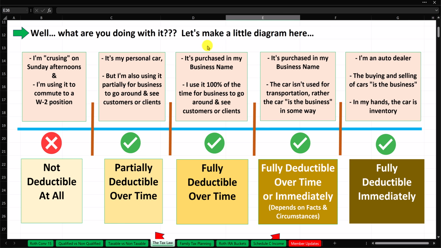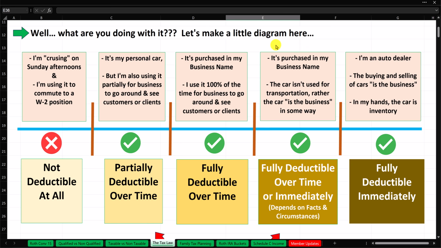Now, I purchased the car in my business name, and I use it 100% of the time for business to go around and see customers or clients. In that case, it would be fully deductible over time. You'd be able to deduct the full cost of the vehicle over time, and you would be able to deduct costs associated with operating the vehicle.